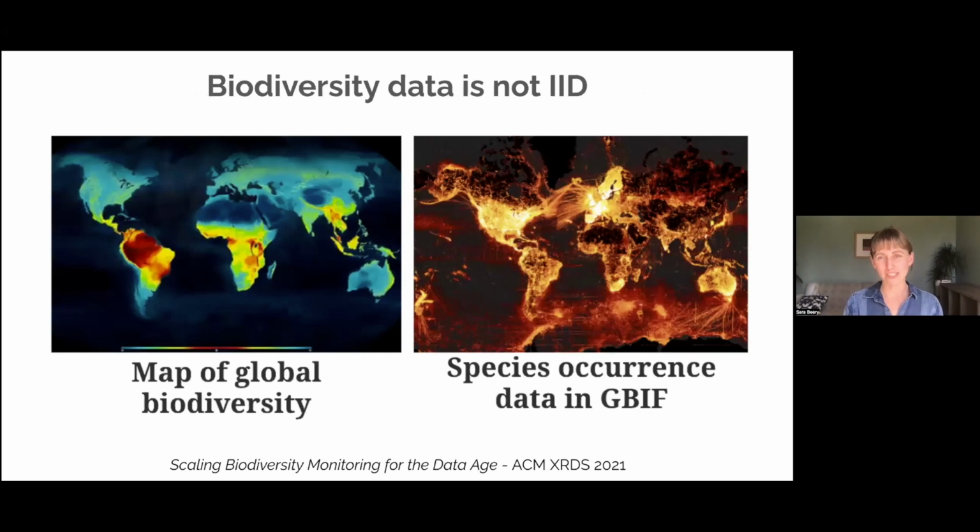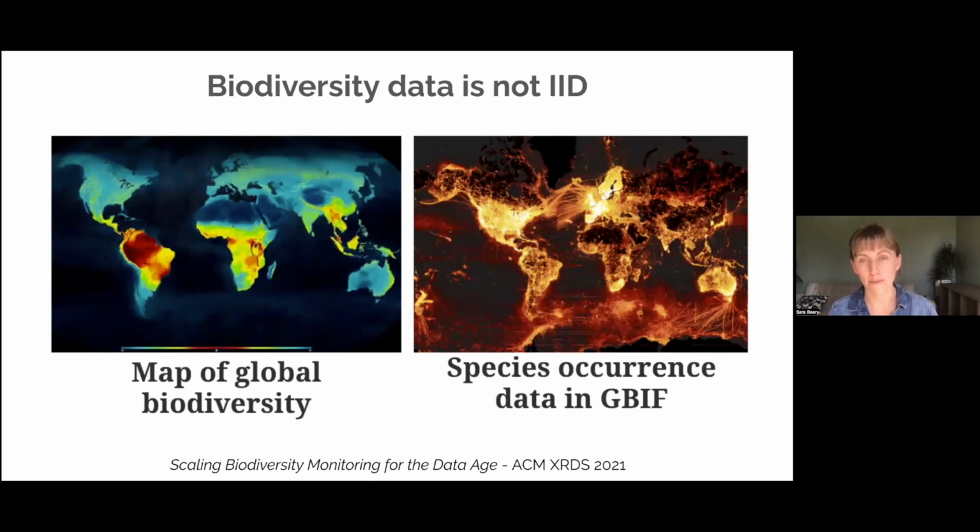And finally, and maybe most insidiously, biodiversity data is just not IID. It's not independently and identically distributed. So, for one example, if you think about where species are on Earth, that's constantly changing. Species have global scale migration patterns that are strongly correlated with position and time. And then not only that, as climate is changing, we're seeing that those species distributions are also changing.